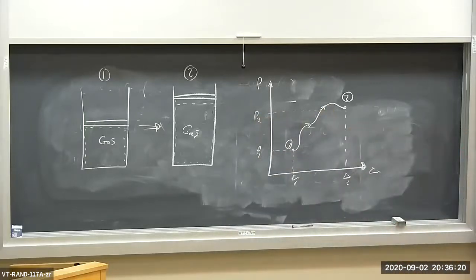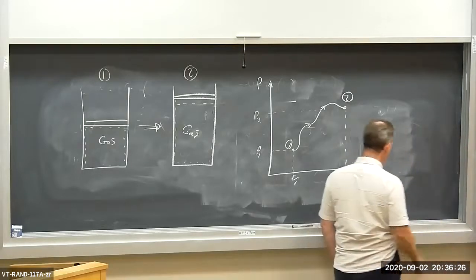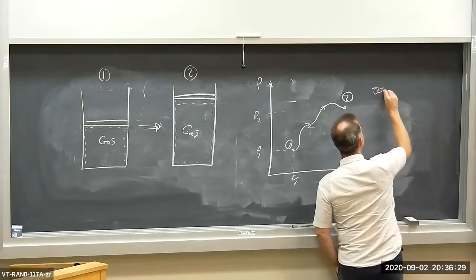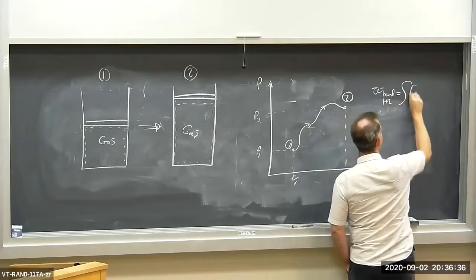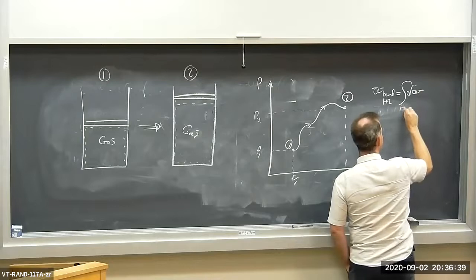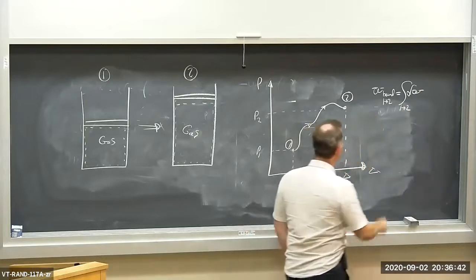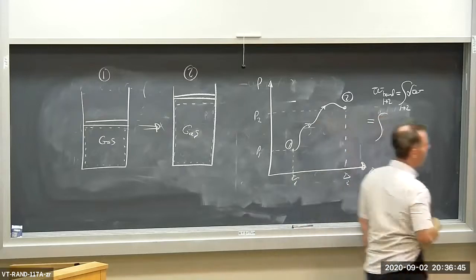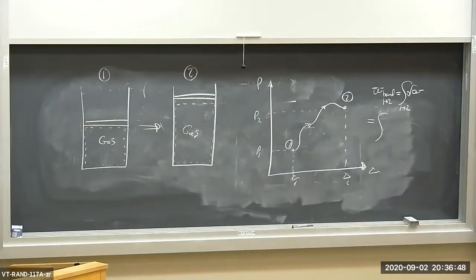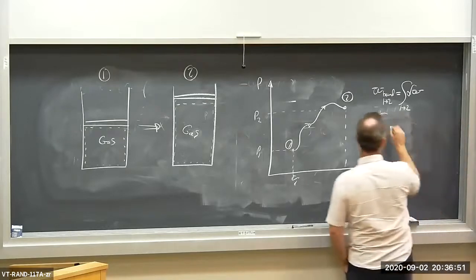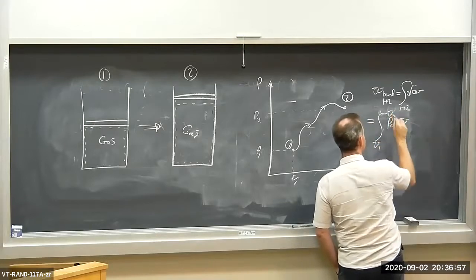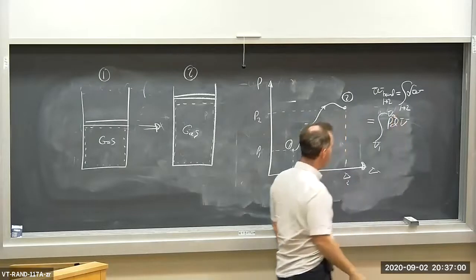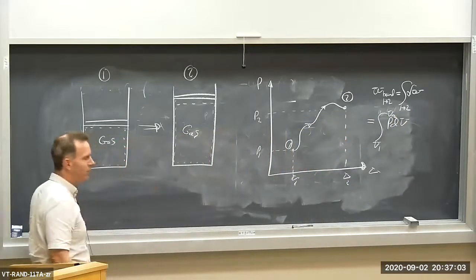What's the boundary work over the process from state one to state two? Well, the boundary work, W bound from state one to state two, is the integral of the differential work from state one to state two. And that's equal to the integral of PdV, pressure times the differential change in volume as I go from V1 to V2. So the boundary work over the process is the integral of PdV.